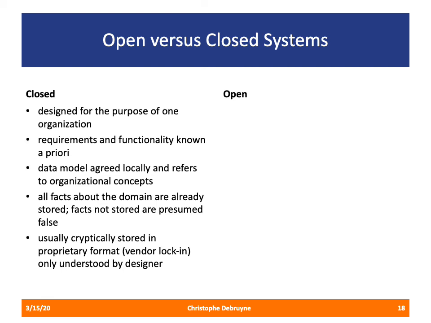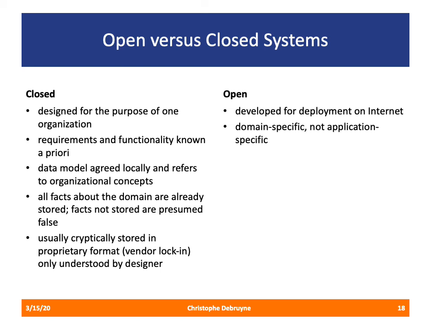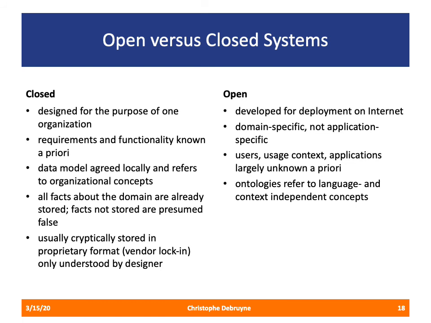Ontologies for open information systems, on the other hand, are developed for deployment on the internet or the web. They're domain-specific but not application-specific. That's a slight nuance. The usage contexts and applications are largely unknown beforehand, and sometimes you cannot determine or control how it would be used outside these. And ontologies refer to language and context-independent concepts.